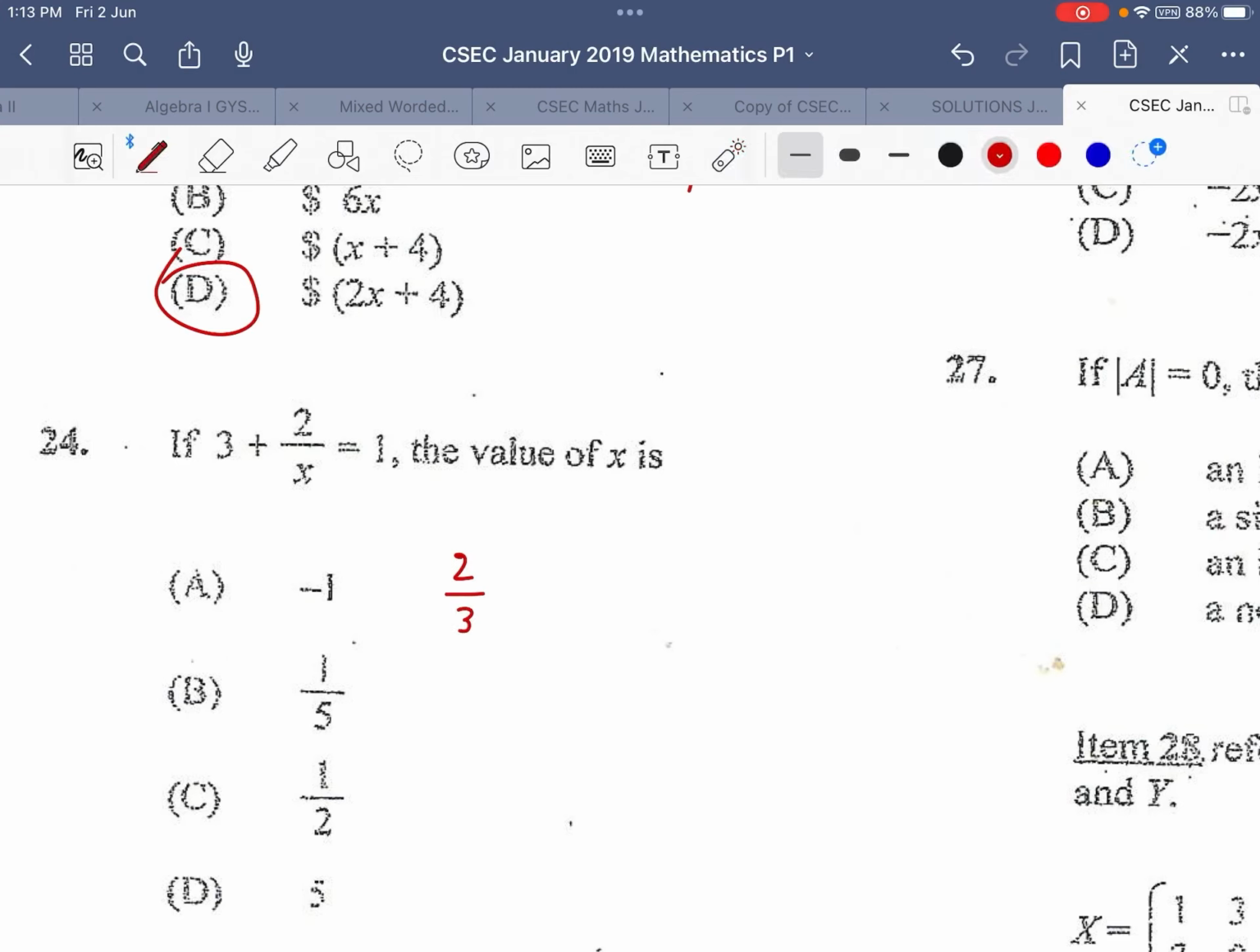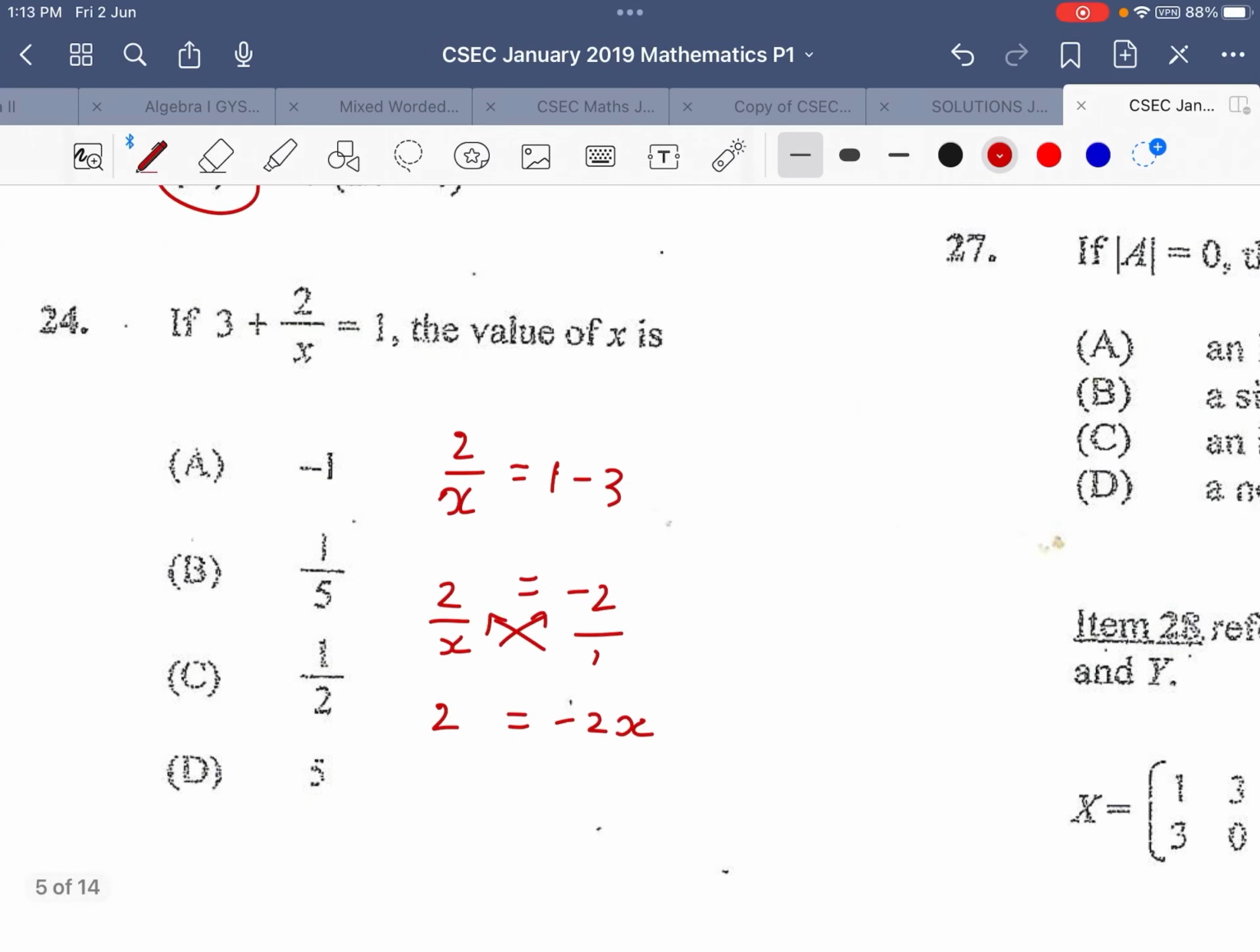Okay, so what I'm going to do here is move this 3 to the other side of the equation, so it becomes minus 3. So I have 2 over x is equal to 1 minus 3. So that means that 2 over x is equal to minus 2. And I'm going to cross multiply. So we have x times minus 2 is equal to, you can think of that as minus 2 over 1, so 1 times 2. So 2 is equal to minus 2x, and x would therefore be equal to 2 divided by minus 2, which is minus 1.